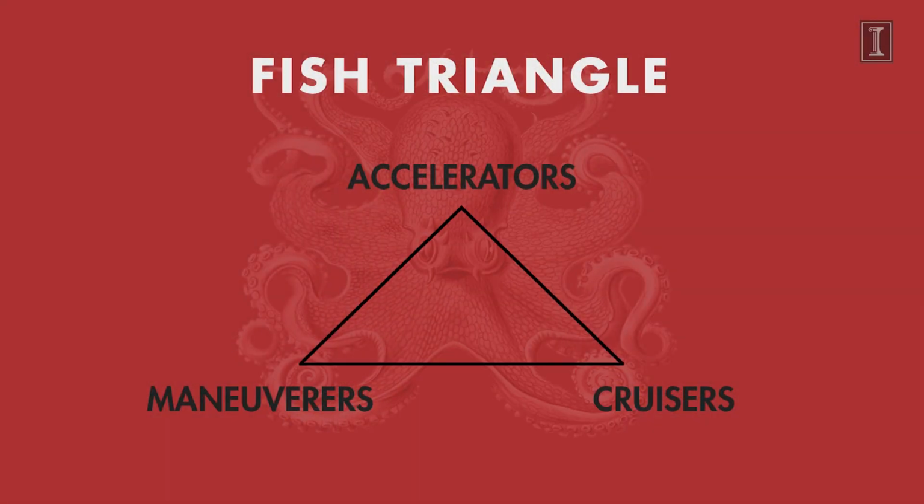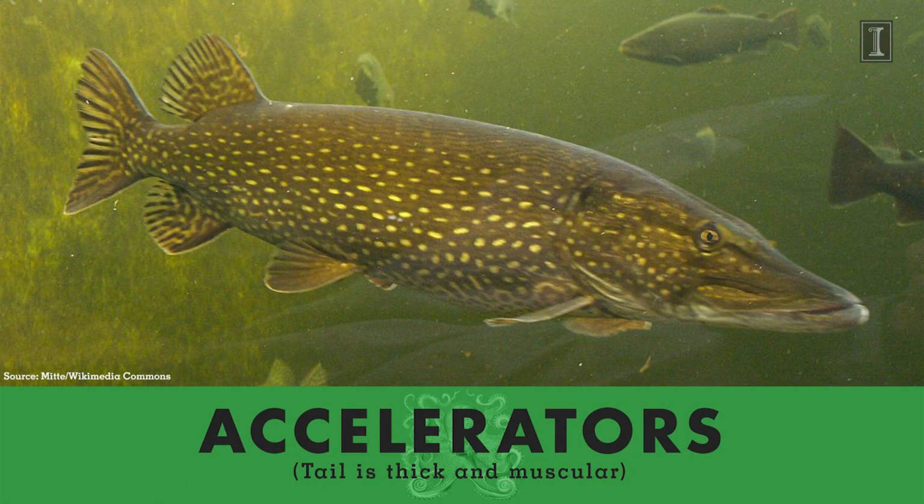So we have three groups of fish. We have accelerators, cruisers, and maneuverers. I'll walk through each of these and let you know which features to look for when trying to identify what these guys do. So accelerators, if you can imagine, a fish lurking in the murk in a pond or a river, and they have to dart out and maybe catch their prey or maybe escape a predator. These are called accelerators, and how you can identify them is the back of their tail is actually thick compared to the rest of their body.